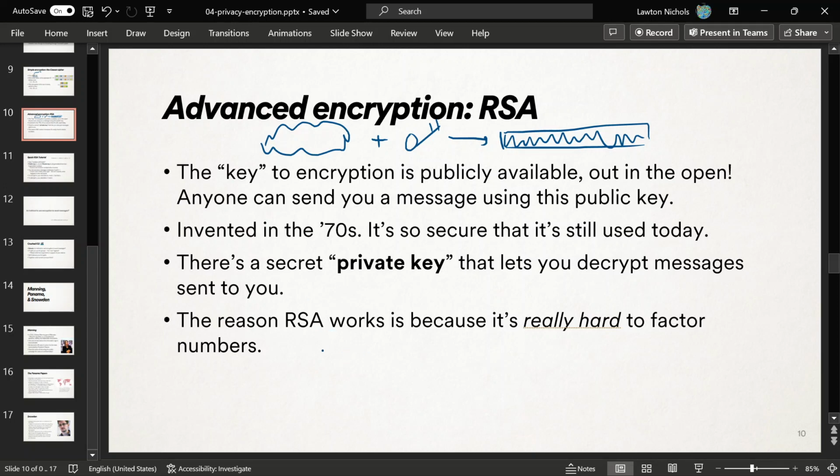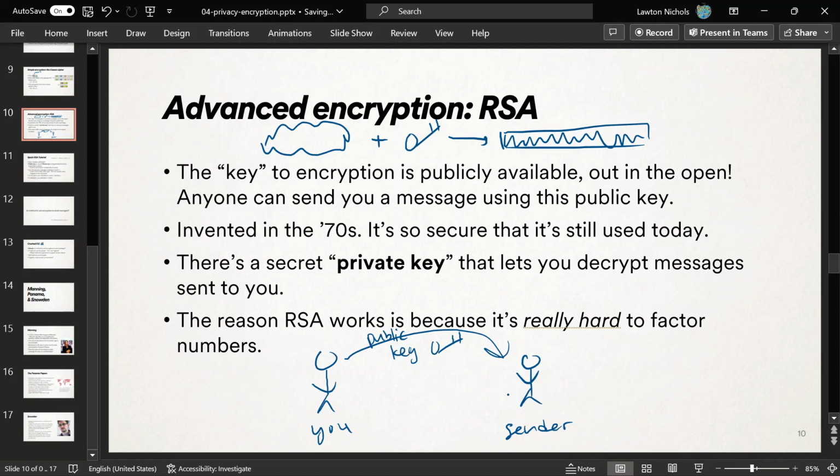So here's the setup. Here's you, and somebody wants to send you a message. So here's the other person who wants to send you a message. I'll call them the sender. They're going to say, I want to send you a message. And so you're going to send them your public key. You make that available on the internet. Like, all right, here you go. Send me it. Use this to encrypt.